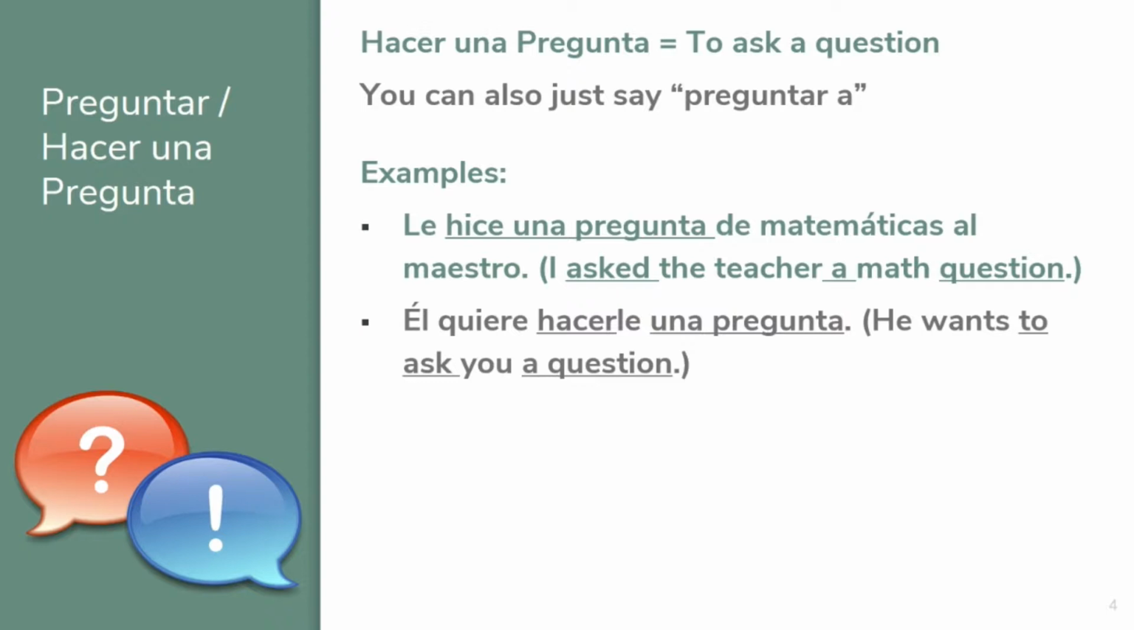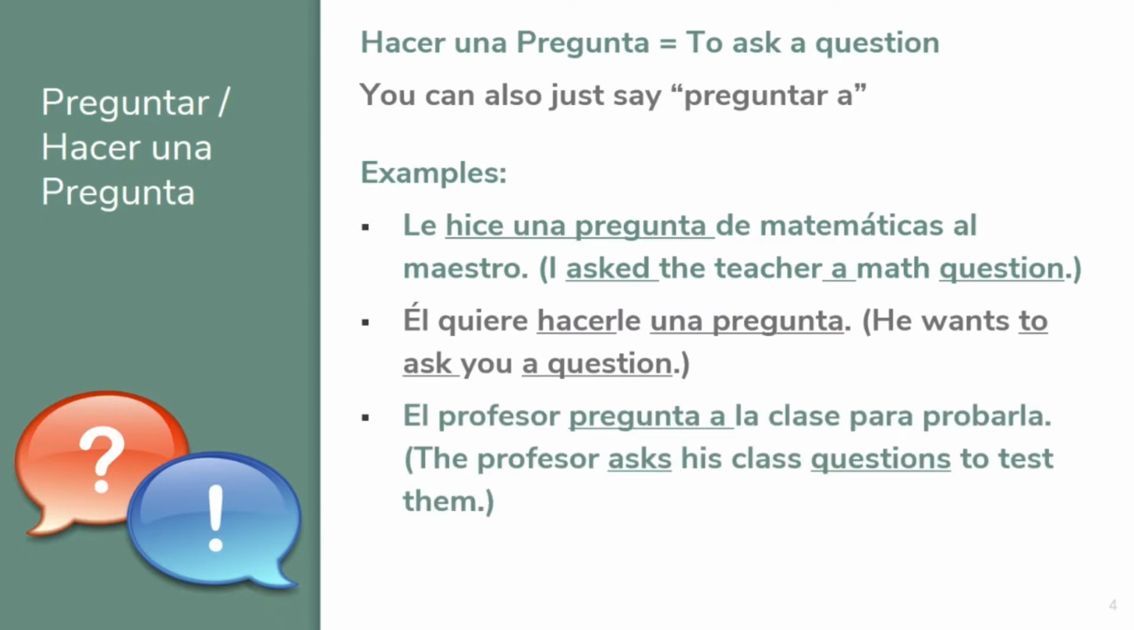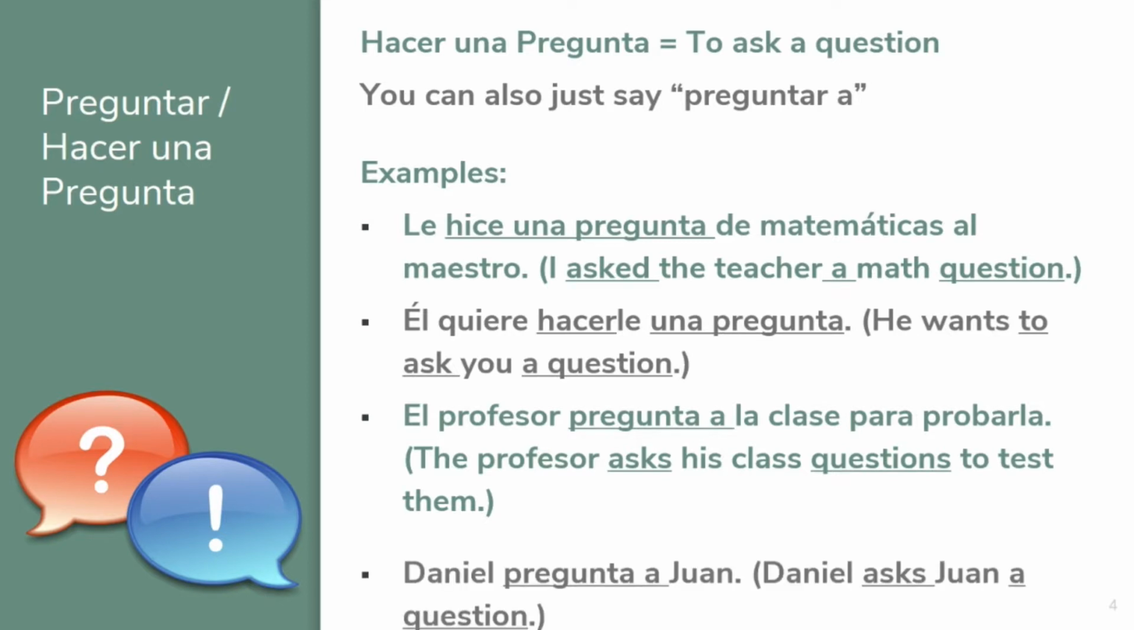Now, hacer, as I'm sure you all remember, is the verb to make, to do. So in Spanish, you're literally saying, I want to make a question to you, or I want to do a question to you, which is very odd in English, but this is how it is in Spanish. El profesor pregunta a la clase para probarla. The professor asks his class questions to test them. Literally, it is the professor questions to the class in order to test it.